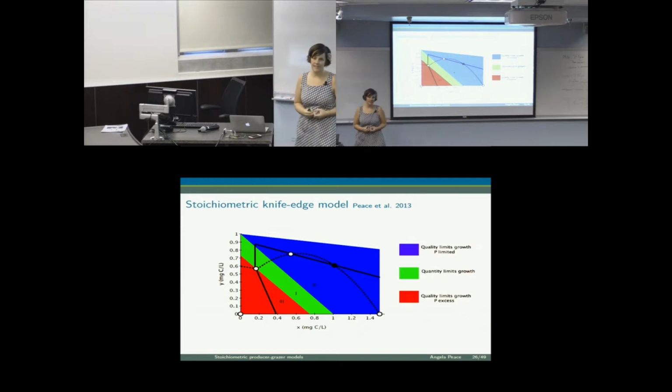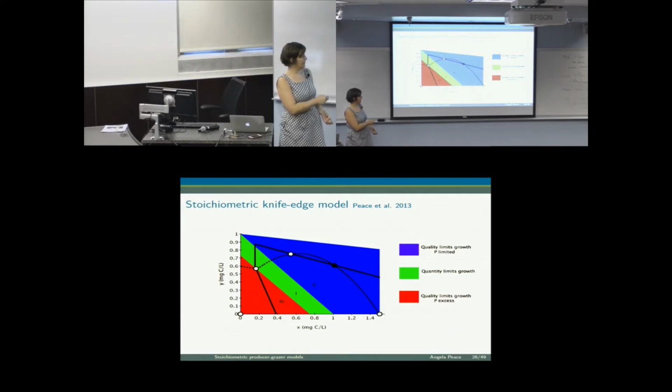So we can do a similar phase plane analysis of this model. Here, X, again, is the algae population or the producer. Y is the Daphnia population or the grazer. The dotted curve right here, that's the producer null-cline. It has a kind of similar hump shape. The grazer null-cline is this solid line right here.